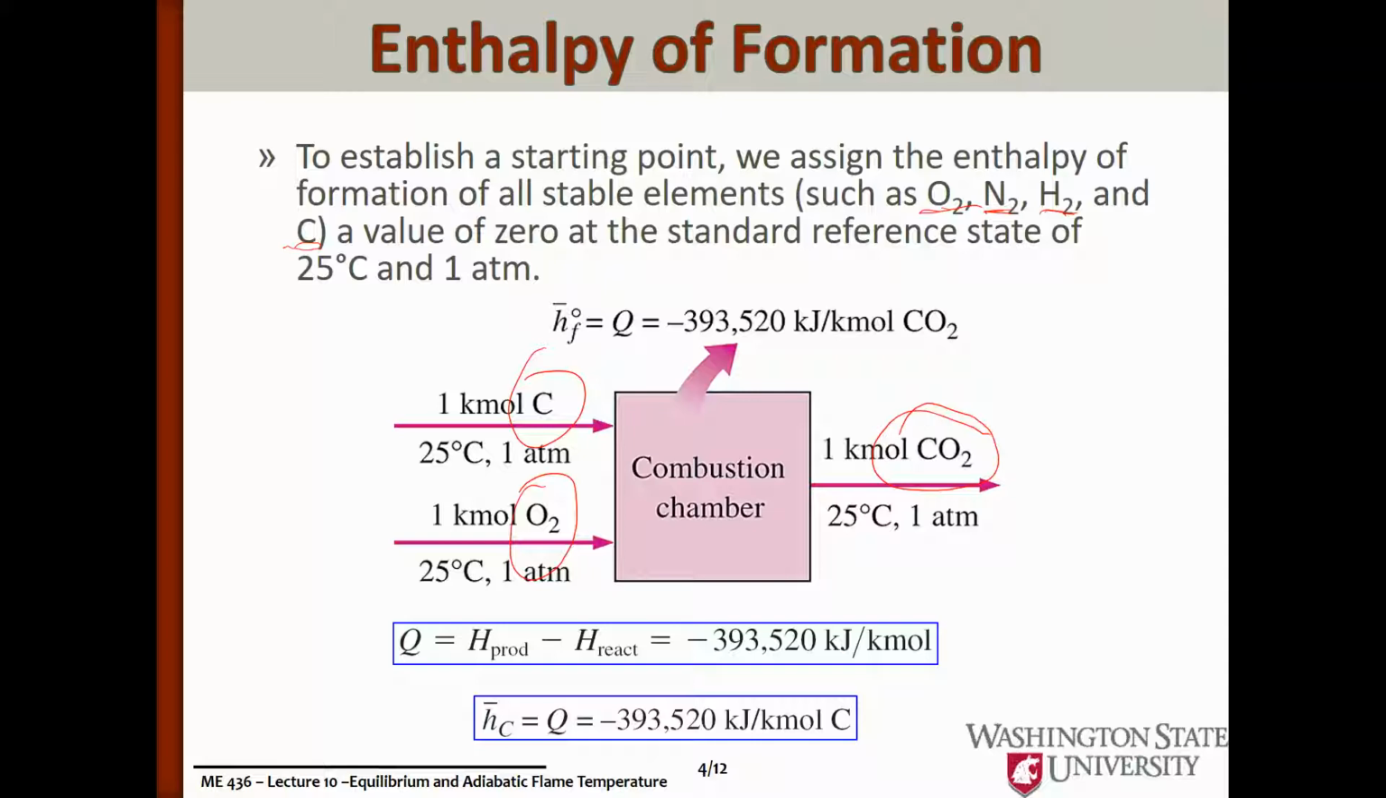393,000. And the way we would do that is, imagine we burned pure carbon in pure oxygen. The energy that is released is equal to negative 393,520 kilojoules per kilomole of CO2 released or produced. And if that's the energy that's released from these two fuels that start with an enthalpy of formation of 0, then the enthalpy of formation of CO2 must be negative 393,520.